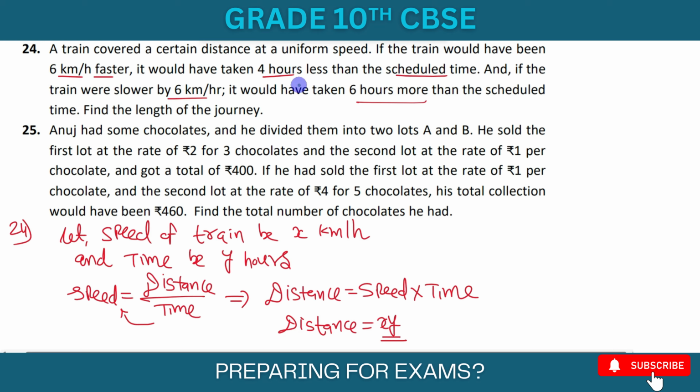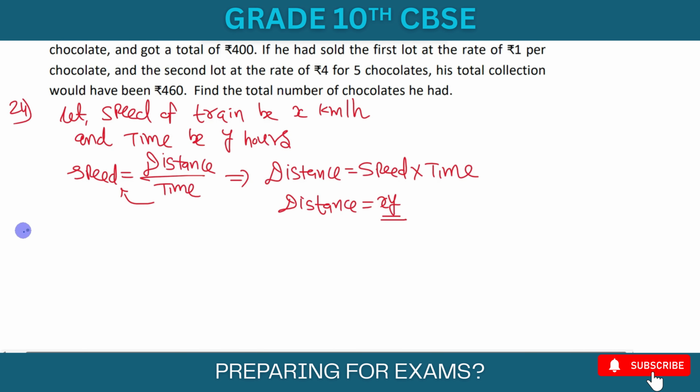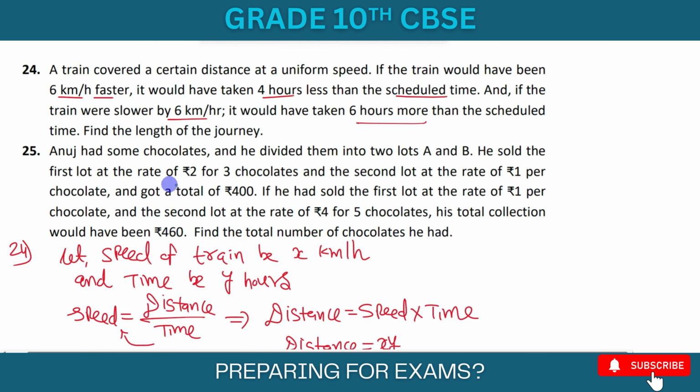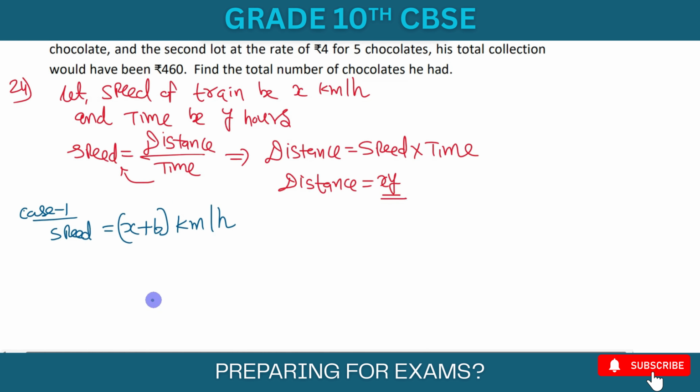Now see scenario number 1. If the train would go 6 km per hour faster, so according to case 1, what is the speed? The original speed is x. 6 km per hour faster means the new speed is x plus 6 km per hour. Then it will take 4 hours less than the scheduled time.